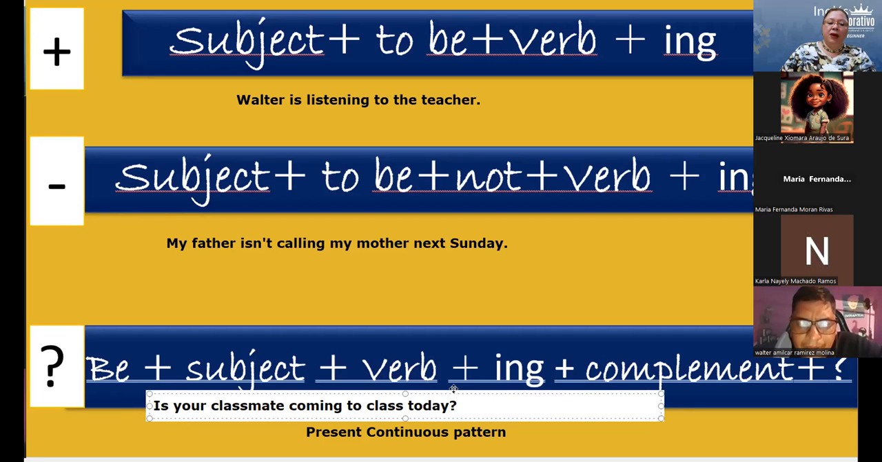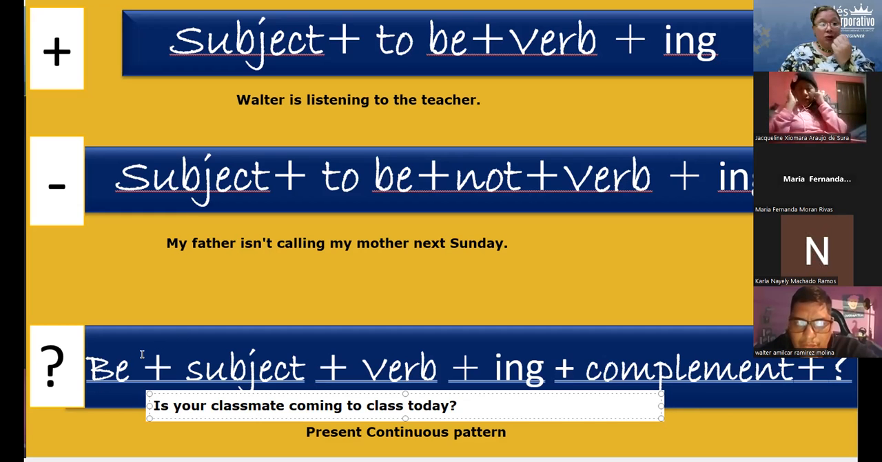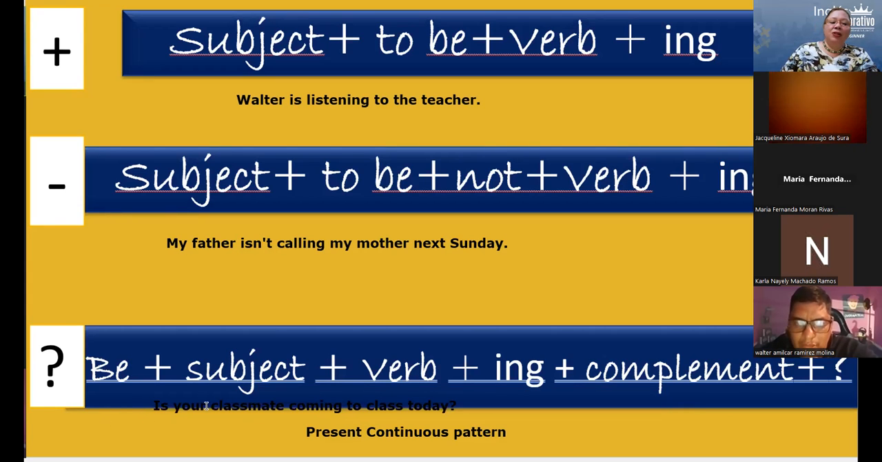Okay, so these are the three structures we are going to see today or tonight: affirmative, negative, and direct question. This is a direct question. WH questions are for a different class. Is there any question at the moment of what we are saying?